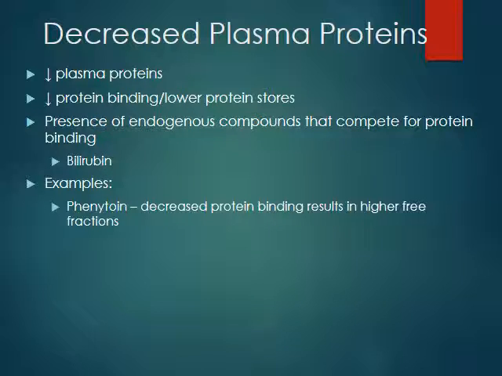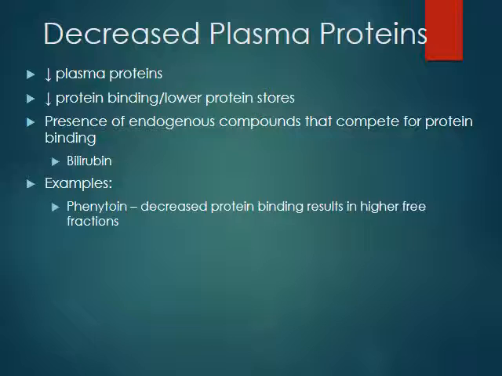Other things we'll see in young children is that they will, in general, have decreased plasma proteins. So decreased plasma proteins, decreased protein binding, and decreased protein stores early on in life. And again, the more immature they are, the less proteins they're going to have. Not only that, but you can also have some binding interactions where certain endogenous compounds will actually compete for that protein binding.